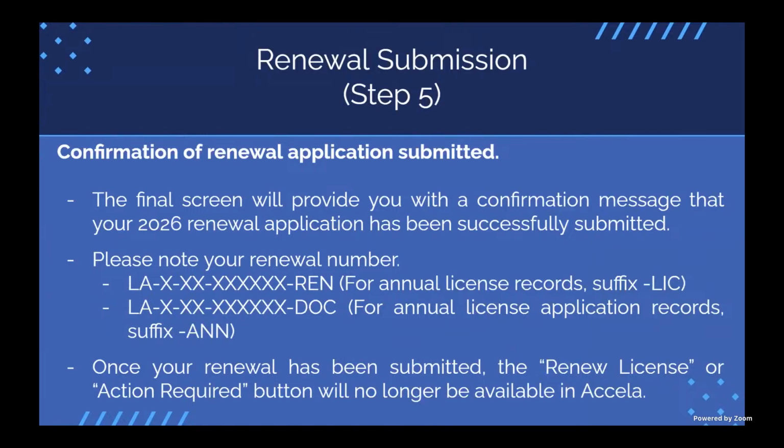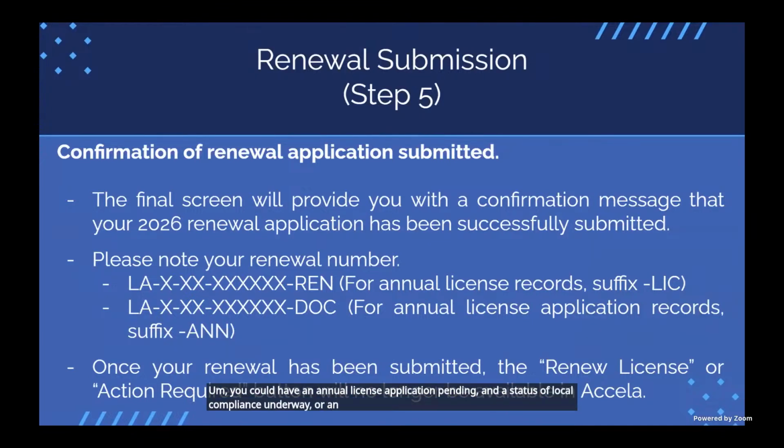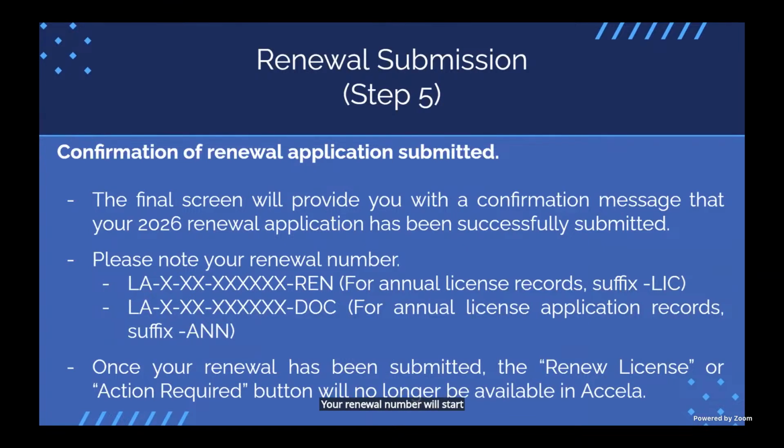For businesses that have not received their annual license, you could have an annual license application pending and a status of local compliance underway, or an annual license application with temporary approval, but you haven't received your annual license. Your renewal number will start LA-X-XX, and then it'll have the core number -doc. The -doc, of course, is going to be tied to records that stem from either a TMP record or an ANN record. And then once your renewal has been submitted, the renew license or action required button should no longer be available in Excel.